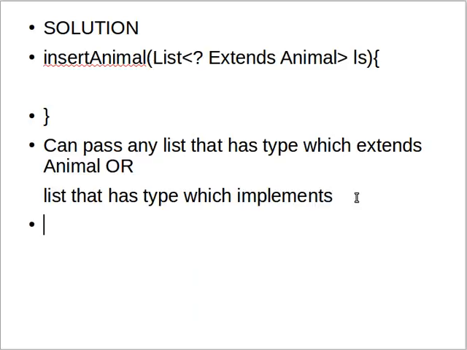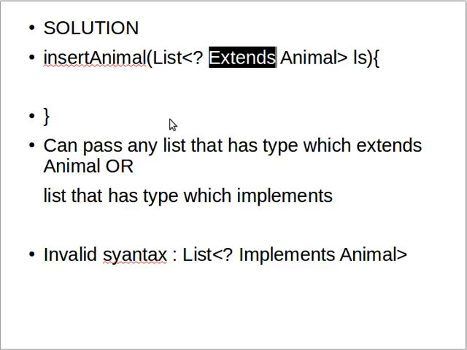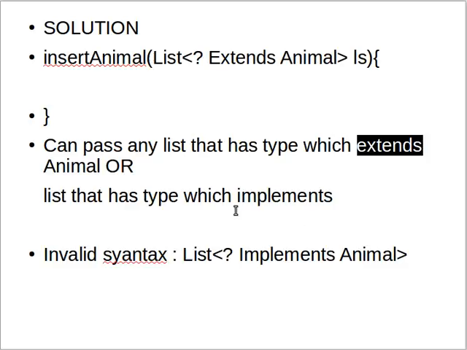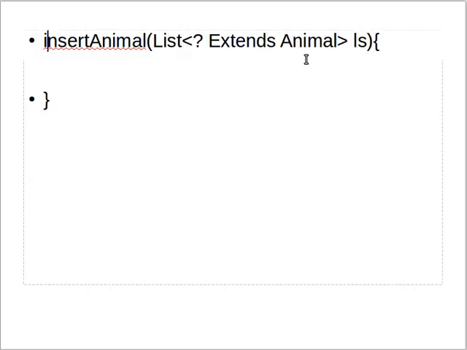So there is no syntax such as implements. The invalid syntax would be, let's say, List of wildcard implements Animal. So this is an invalid syntax. This will not work because the keyword extends is used to achieve both of these effects, that is to pass a list of a type which extends Animal or to pass a list of a type which implements the Animal interface. So this was the valid syntax we saw in the last slide.